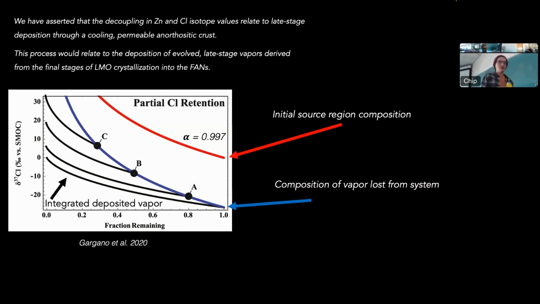Now, this diagram here is how we modeled this, and I want to break this down because I think it's very important. This is very similar to the Rayleigh degassing model I showed earlier, where the red line is showing us our residue starting from an initial source region composition of a certain fractionation factor. And the blue line is showing us the vapor component being lost from that system. And the idea here is that we think that as this mushy acidic crust cooled and became less permeable and colder and was able to deposit these volatile elements like chlorine and zinc, the later it occurred gives us a later starting point for deposition.